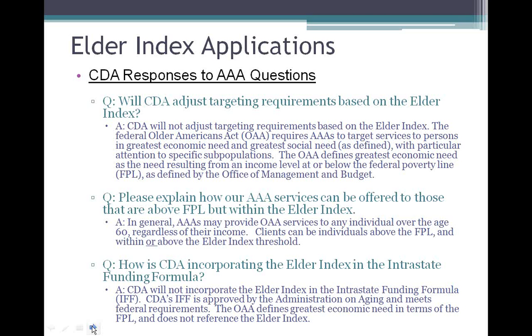Another question is, how is CDA incorporating the Elder Index in the intrastate funding formula? CDA will not incorporate the Elder Index in the intrastate funding formula at this time. CDA's formula is approved by the Administration on Aging and has been found in federal court to meet federal requirements. The Older Americans Act defines greatest economic need in terms of the federal poverty line and does not reference the Elder Index, and CDA is required in its intrastate funding formula to adhere to federal requirements. So we will not be incorporating the Elder Index in the intrastate funding formula.